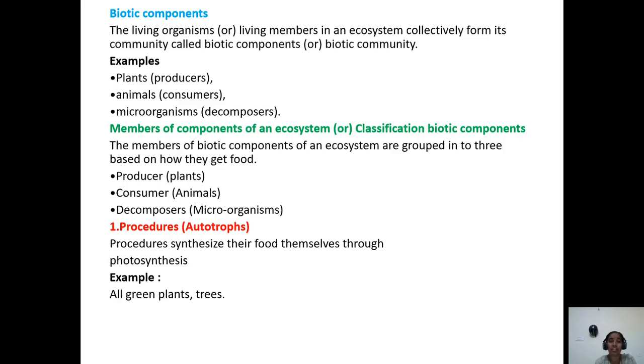Examples: all green plants, algae varieties and some micro fungi. These self-nourishing organisms give food to the herbivores. Herbivores are the primary consumers. Herbivores are key industrial animals. These herbivores are vegetarians, completely dependent upon the producer.